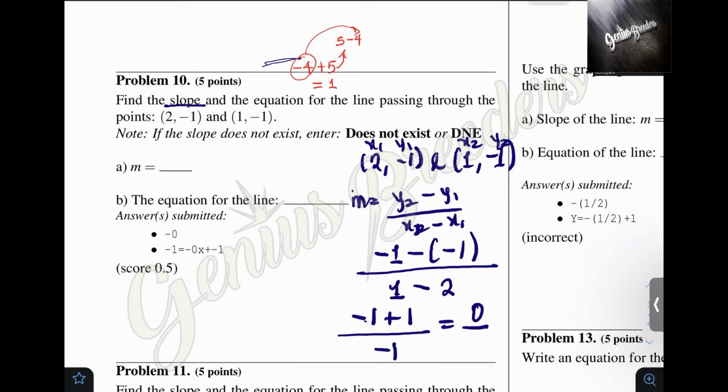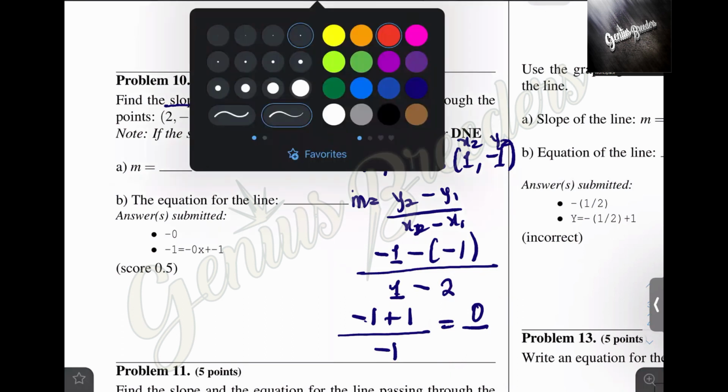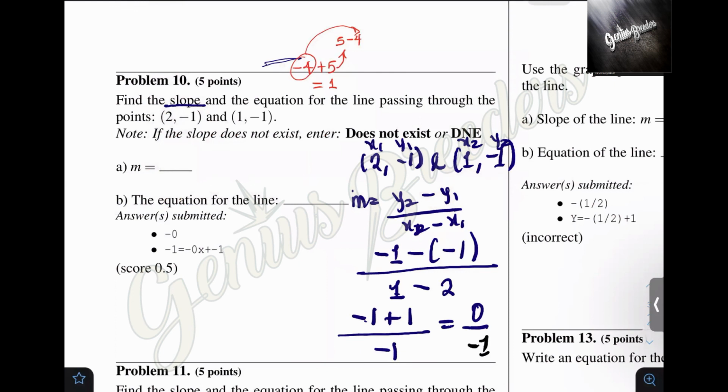All right, so back to this one here. So this is 0, right? 0 over minus 1. Now 0 over anything is what? When you have 0 over something, it's 0. So your final answer here is actually 0. So it's not supposed to be minus 0.